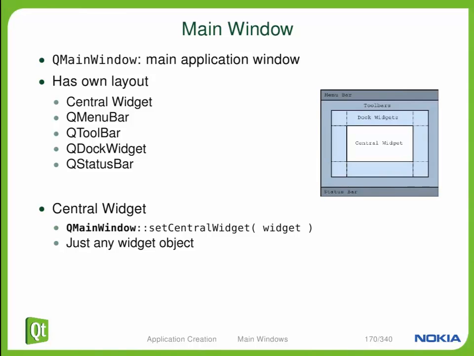There are a number of support classes that Qt offers to help you populate the QMainWindow. These include the QMenuBar, QToolBars, QDockWidgets, and QStatusBar. Most of these are actually going to be created by the MainWindow, and you can access them with member functions.